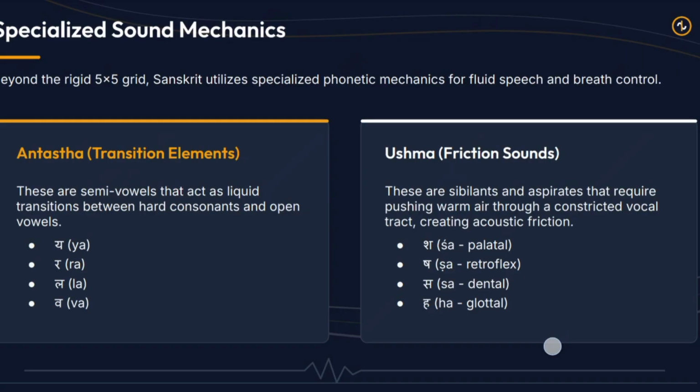Next is the Ushma. Ushma means friction or hot sounds. Sha, sha, sa, ha. Try breathing out fast while saying them. Notice how warm the air feels. That's why they are named ushma. That means the warmth. Sha, sha, sa, ha.